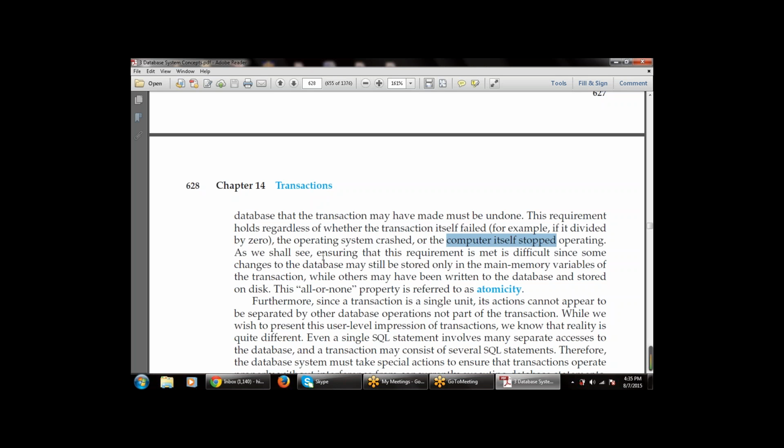So there are multiple failures that can occur in the computer. In such cases, some changes may have been written to the database and stored on disk. This all-or-none property is referred to as atomicity. Furthermore, since a transaction is a single unit, its actions cannot appear to be separated by other database operations.